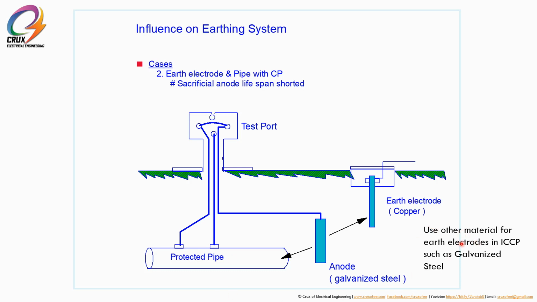So what you can do is, for your earthing, please use another type of material which will not be affected by the sacrificial anode or the ICCP. In many standards, they propose to use galvanized steel as your earth electrode. Because the earth electrode will be almost the same potential as your anode. So the anode will not be protecting anything which is about the same voltage, or same potential.